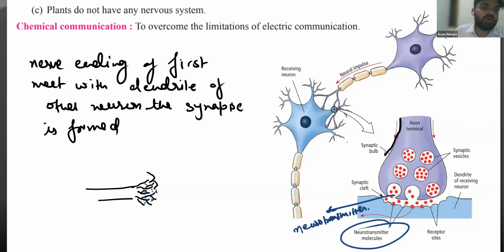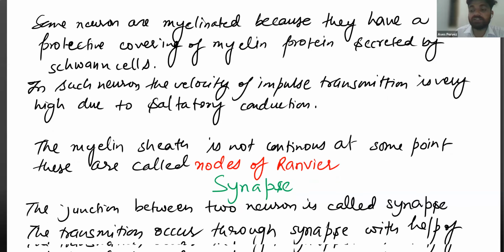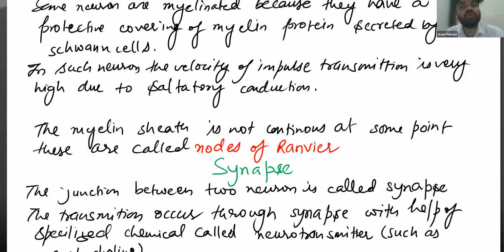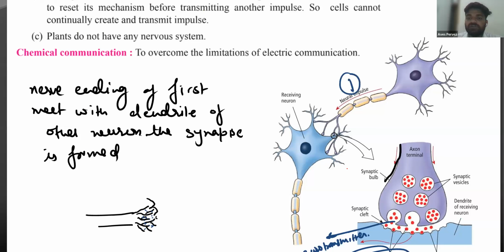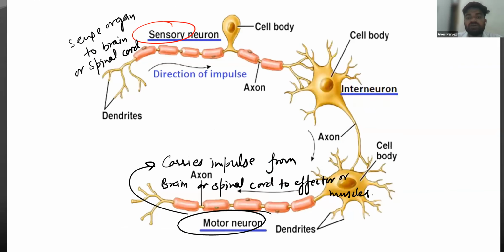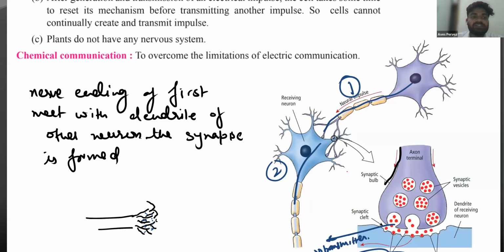Got it? So what happens at synapse? If someone asks you what is synapse, I can say the junction between two neurons is called synapse. And what happens at synapse? The transmission occurs through synapse with the help of a specialized chemical. When two neurons are joined together, the signal from the first neuron reaches the second neuron. So there must be a junction between first and second. Where they join together is called synapse.